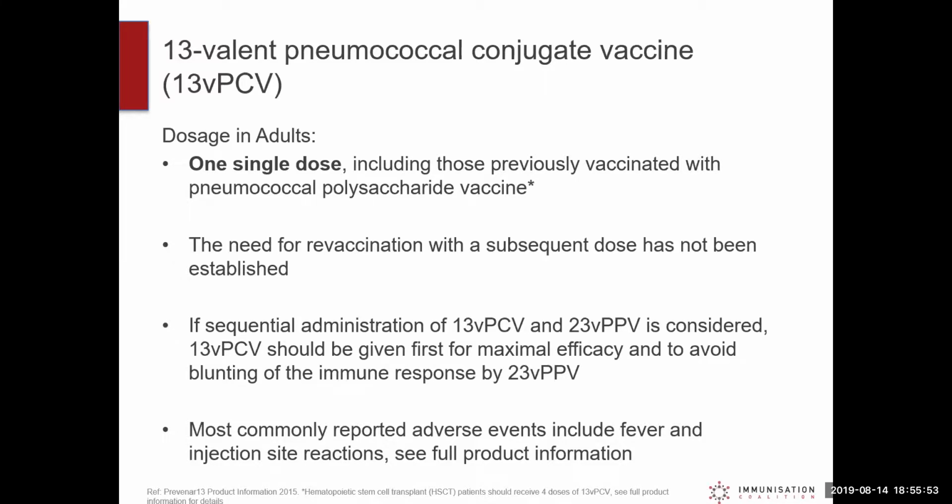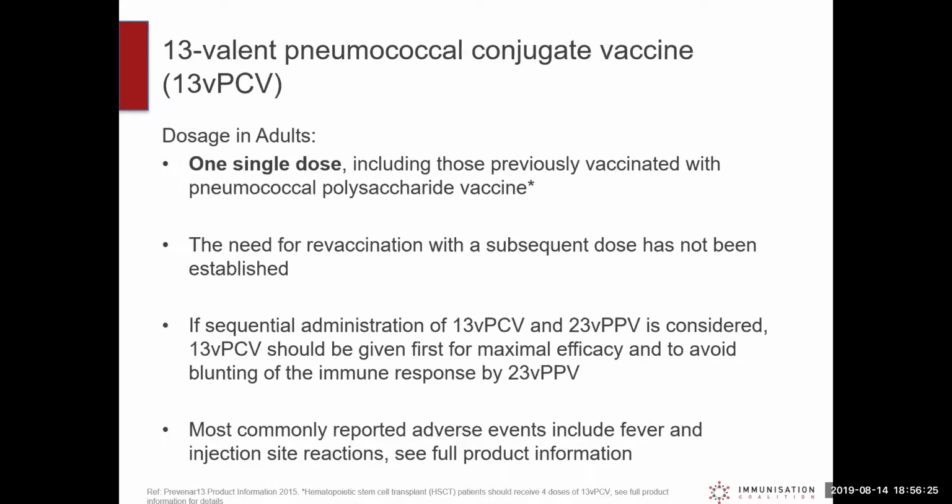Dosage in adults, we talked about the childhood schedule a little bit earlier, but a single dose is recommended for any adult that has a category A medical condition. Even if they've had a dose of 23 valent already, they still should have a dose of Prevnar 13 if they've got a category A. At this stage, we don't know whether we need to give any boosters, okay?